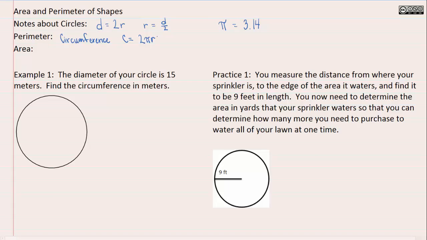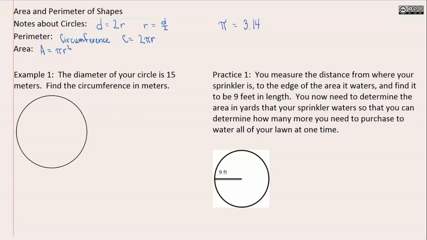You can also rearrange this in any order you want, seeing as all parts are multiplication. So, if you would like to multiply the 2 times the radius first, and then multiply it by pi, that is completely acceptable. The area of a circle is A, or area, equals pi r squared. This means the radius is squared and then multiplied by pi. Let's look at example 1.